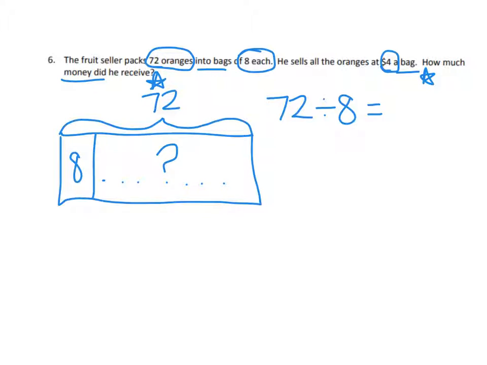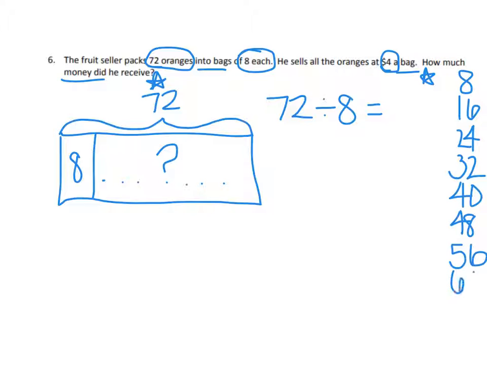So here are my 8s. So I have 8, 16, 24, 32, 40, 48, 56, 64, 72, and then 80. So how many times did I have to count to get to 72? That would be 9 times. So that means that there is 9 bags of 8 oranges each.